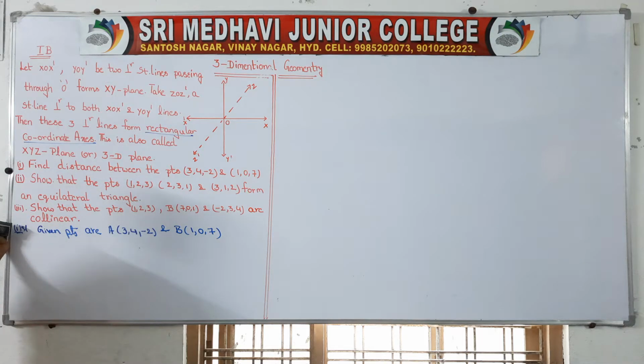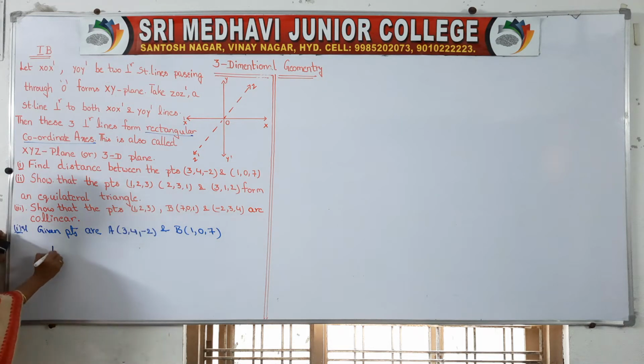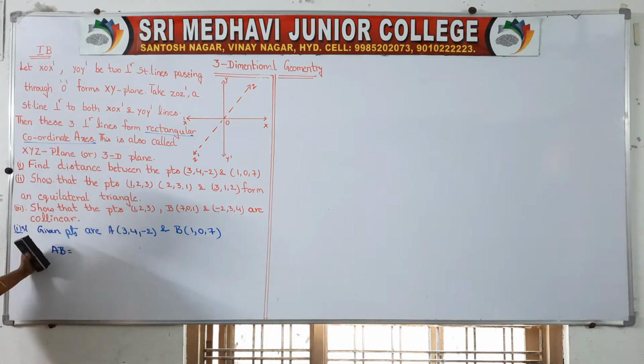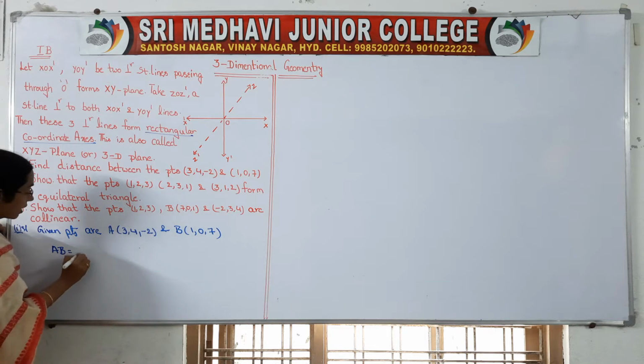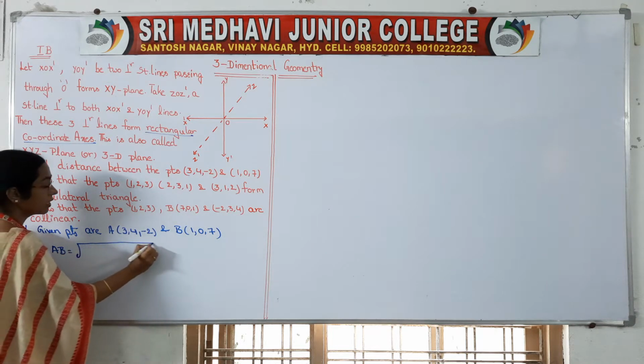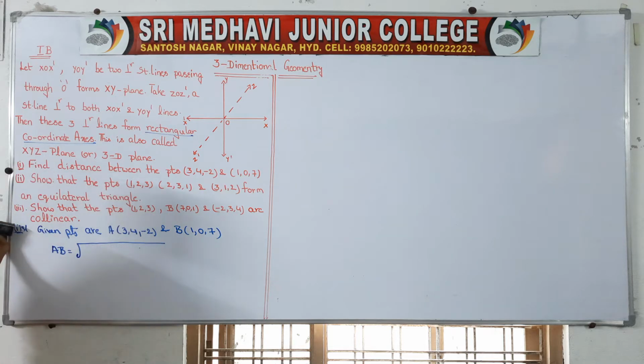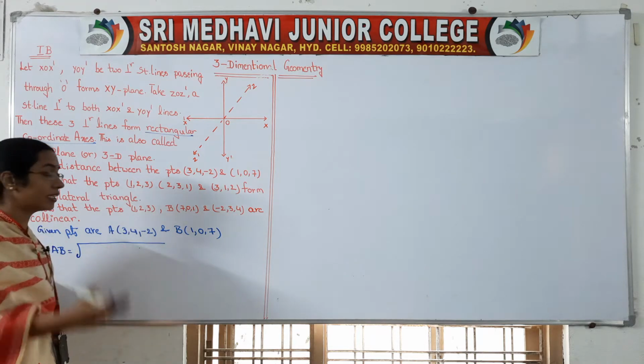We have to find the distance between two points in 3D. Already you know the distance between two points in 2D, that is the most repeated formula in our geometry, isn't it? So what is the difference between the distance between two points in 2D and in 3D?